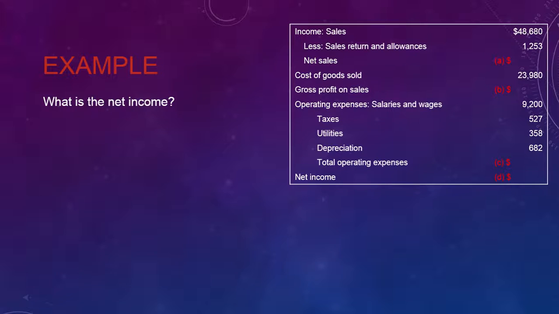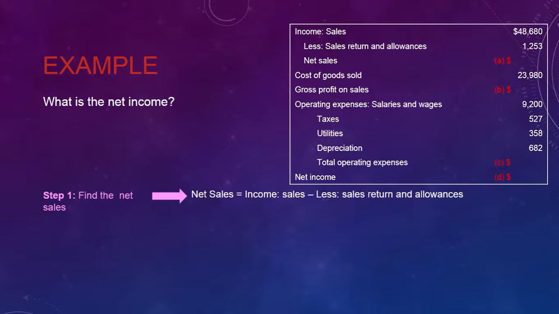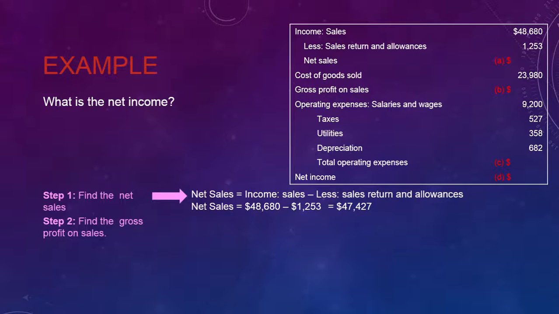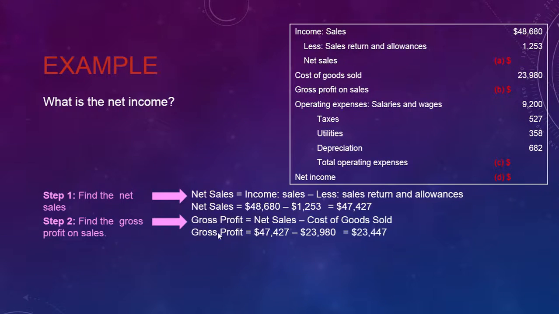Next one. Same numbers, but this time we are looking for the net income, which is the D value. That means we need to know what A, B, and C are. So the first two steps are exactly the same, and they come from the previous slide. Find the net sales for the first step, find the gross profit on sales for the next step. As I said, it is the exact same number as the previous slide. Now we need to do step 3.